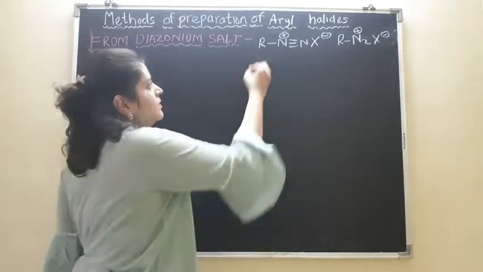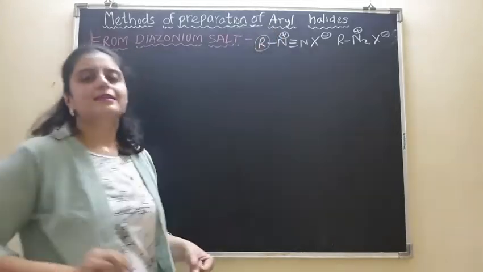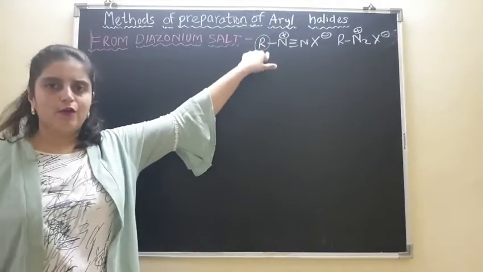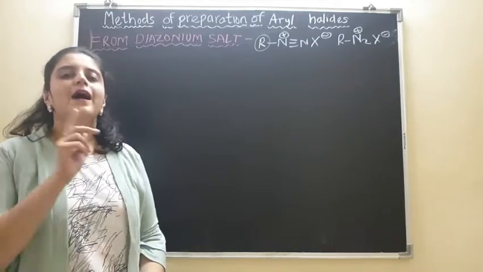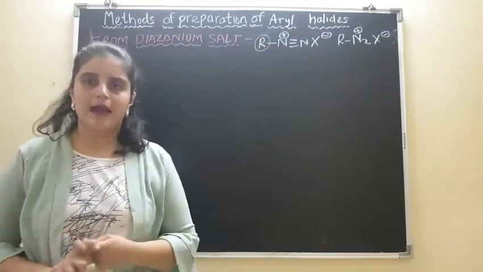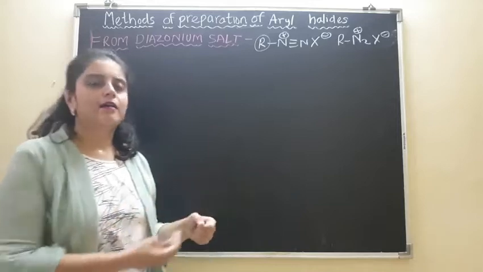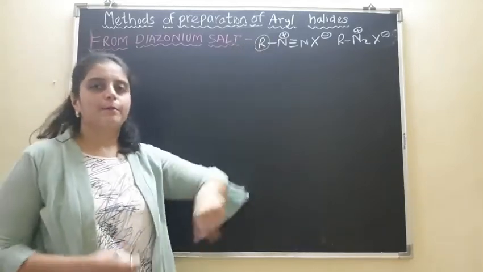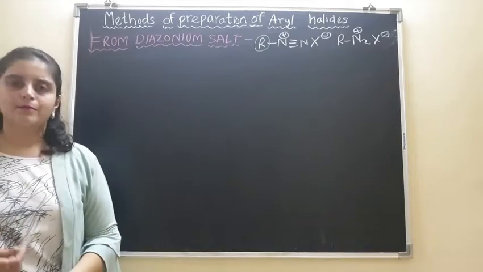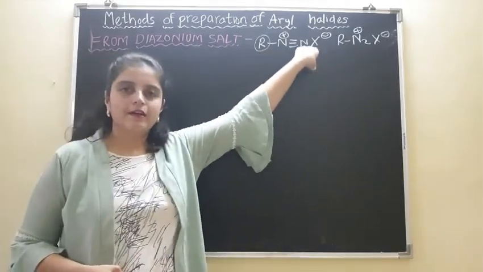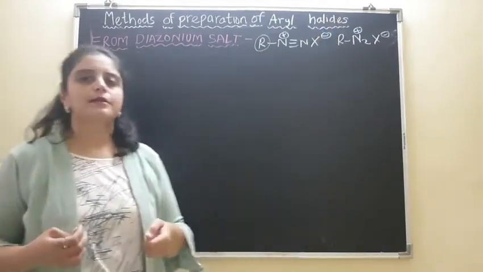But this R group that you can see over here can be an alkyl group as well as an aryl group. So both alkyl as well as aromatic compounds may be called diazonium salts, which have this kind of functional group N2 plus X minus.